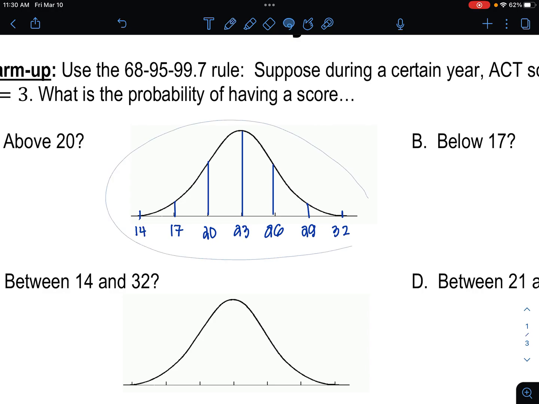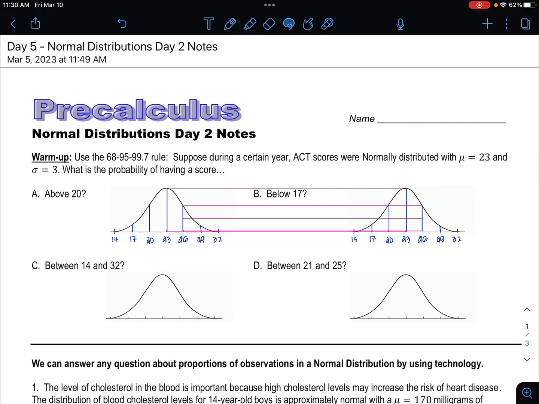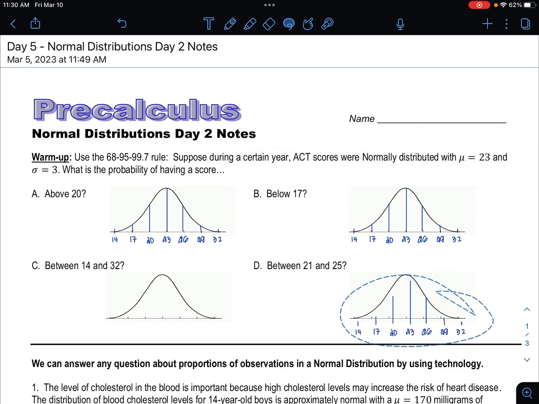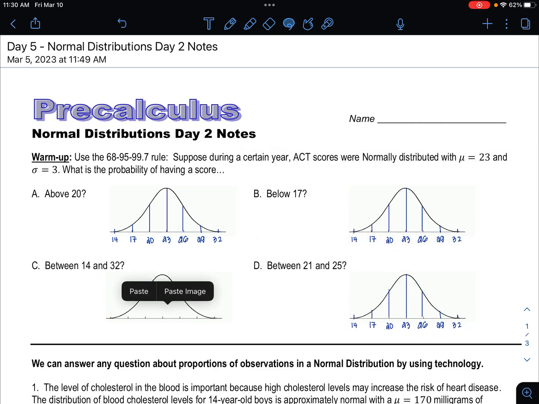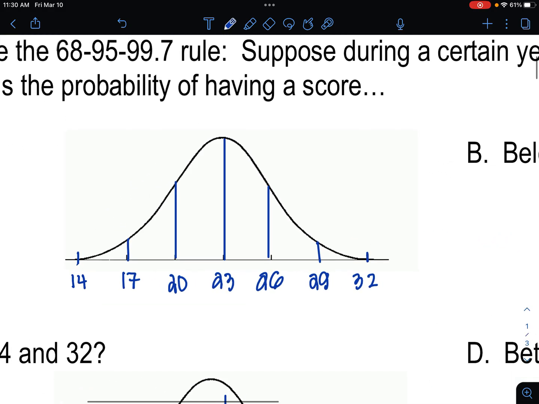I'm also going to take the opportunity right now to copy this and then paste it on my other 3 warm-ups, so that I don't have to do it again, because it's done the same way each and every single time. Okay, so now it says what's the probability of having a score above 20? So I'm going to use the highlighter to do above 20, which is all of these values right here. So now I need to know each of those percentages. So to remind myself, once again, I will copy and paste this also into each of our warm-ups here.